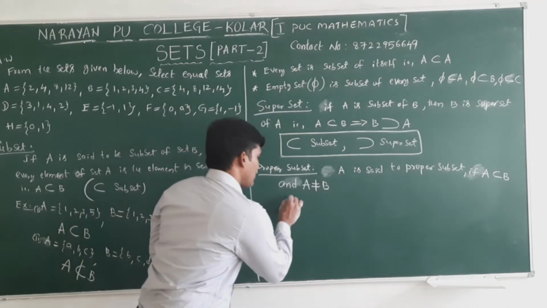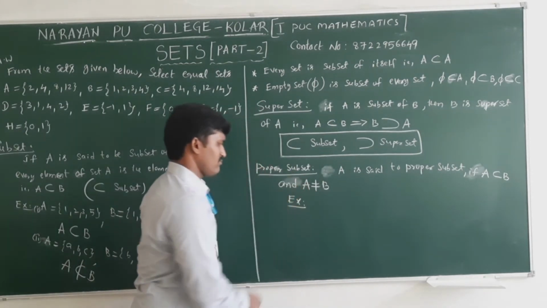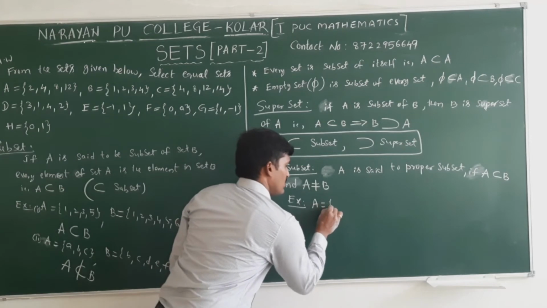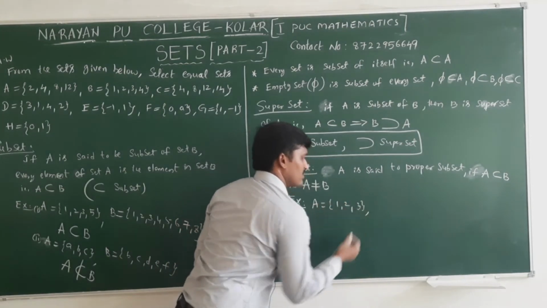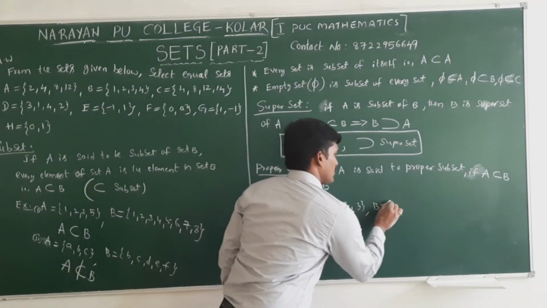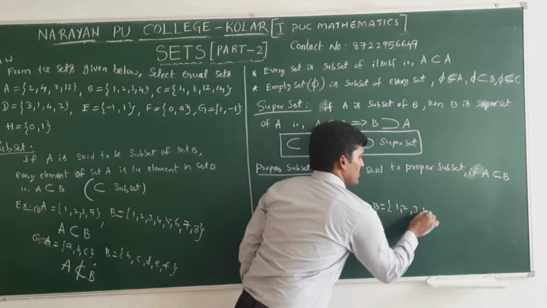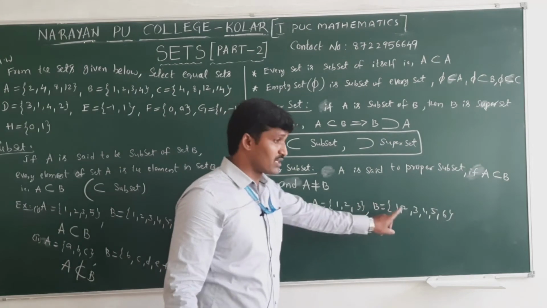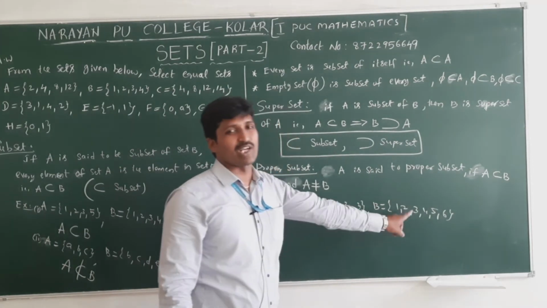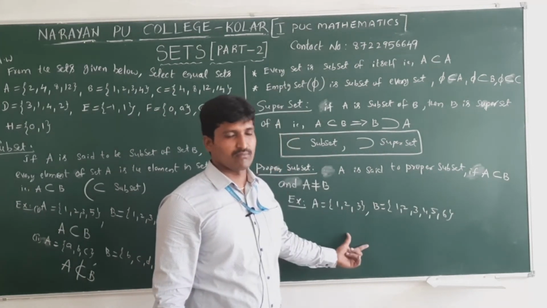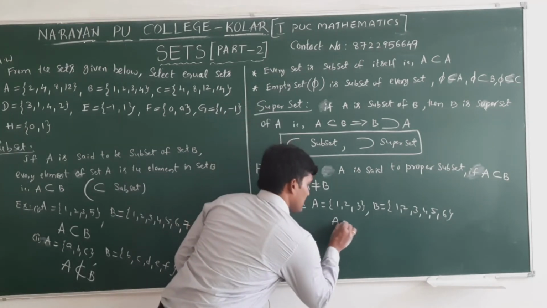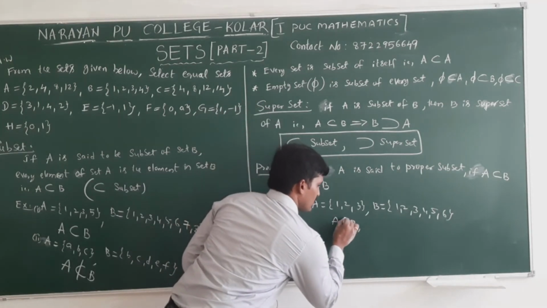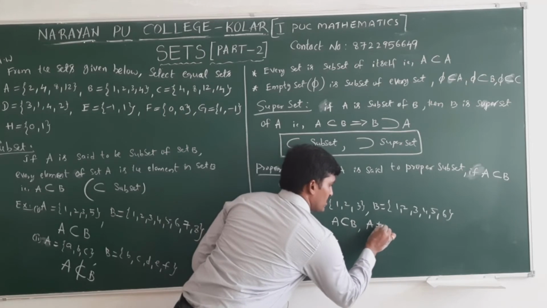Okay? Example, just now we did. For example, I take A as 1, 2, 3 and B as 1, 2, 3, 4, 5, 6. A is a subset of B clearly, but A is not equal to B. That is a proper subset. Clearly A is a subset of B and A is not equal to B.